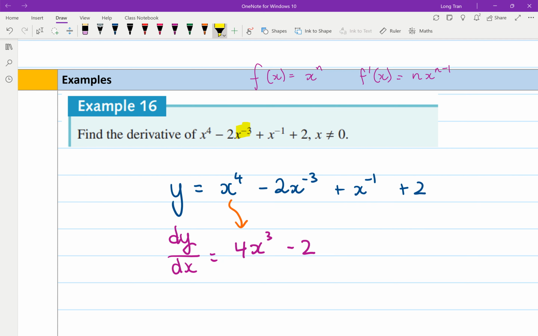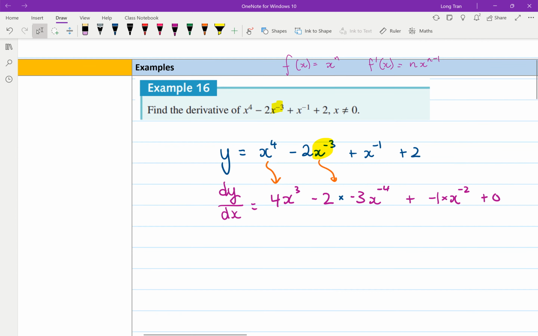All we're differentiating is the x to the power of negative 3. So that is now going to be times the derivative of x to the power of negative 3. n is negative 3. x to the power of negative 3 minus 1 is negative 4. That's the only thing. So you're still using the power rule. It's minus 1. And again, plus, this is now negative 1 times x to the power of negative 2. And hopefully you know that the constant is still 0. And that gives you your final answer: 4x cubed plus 6x to the power of negative 4 minus x to the power of negative 2.